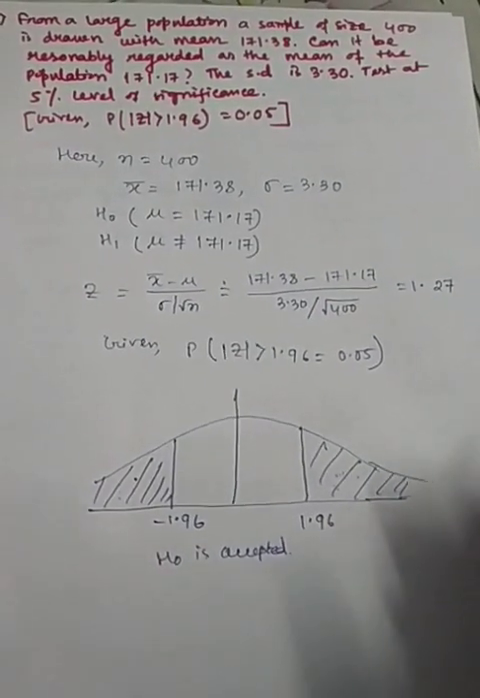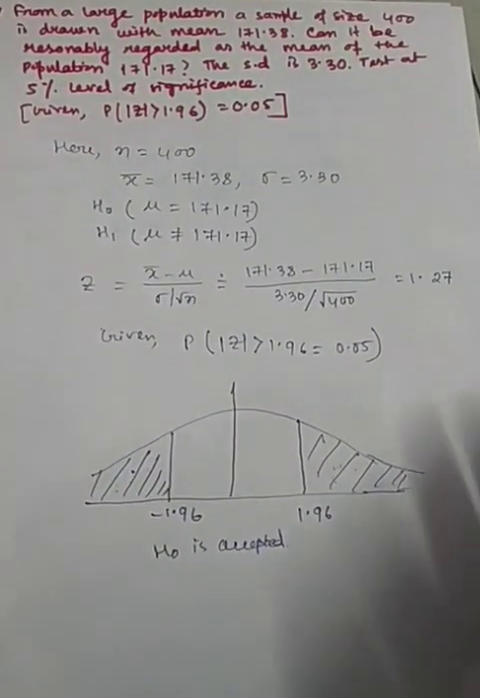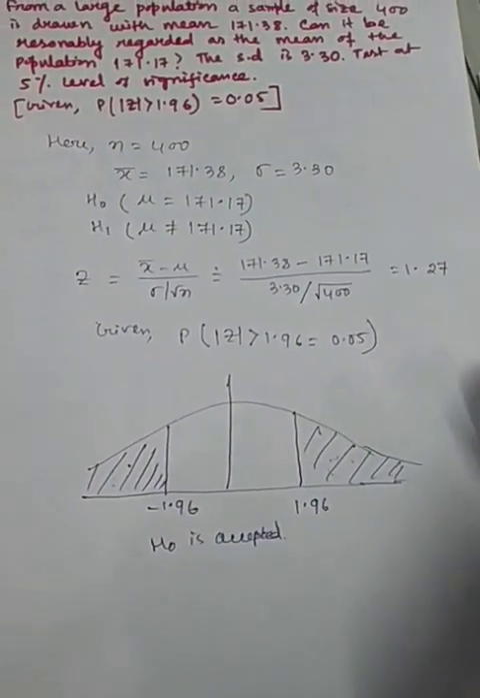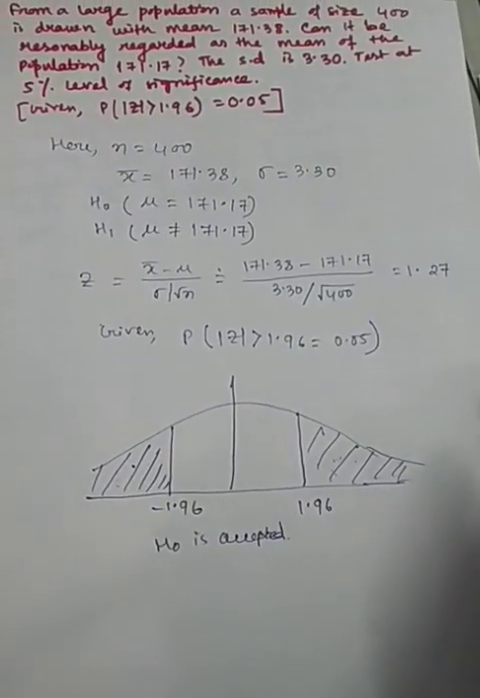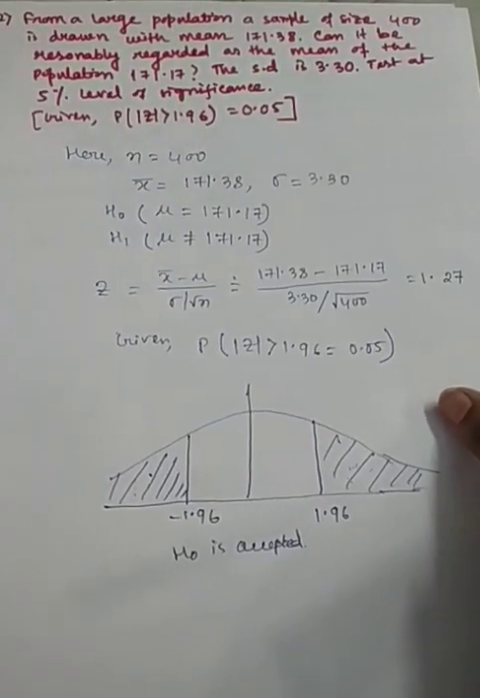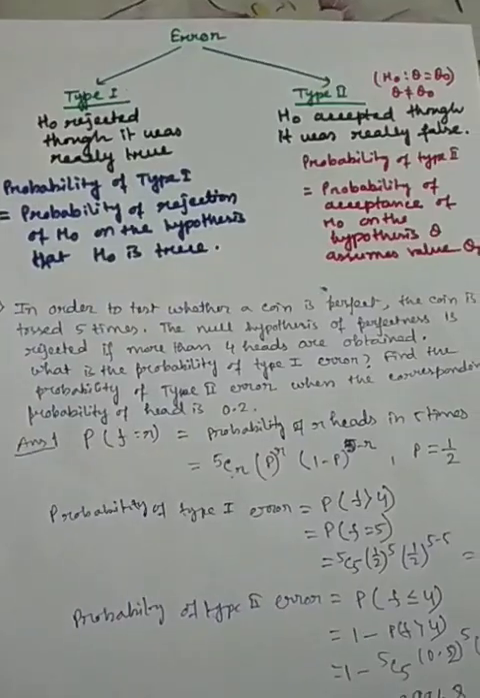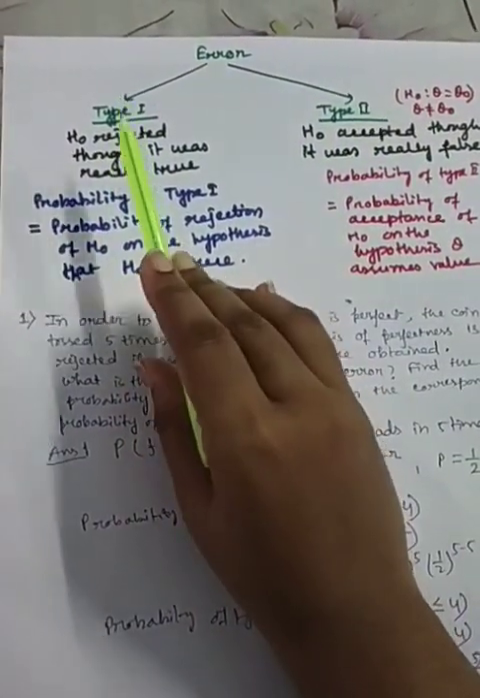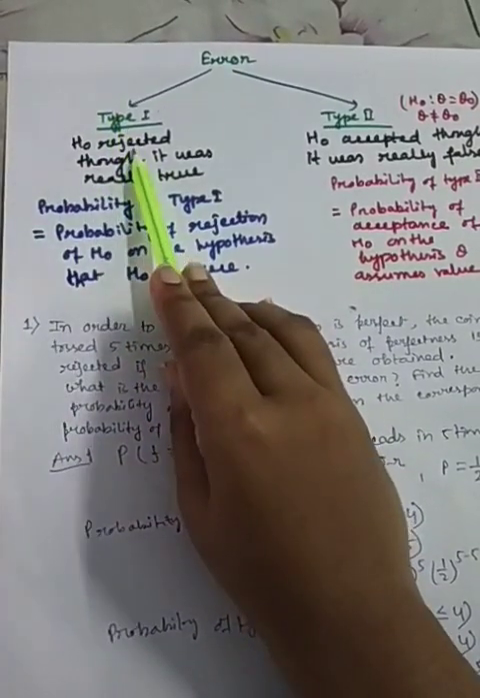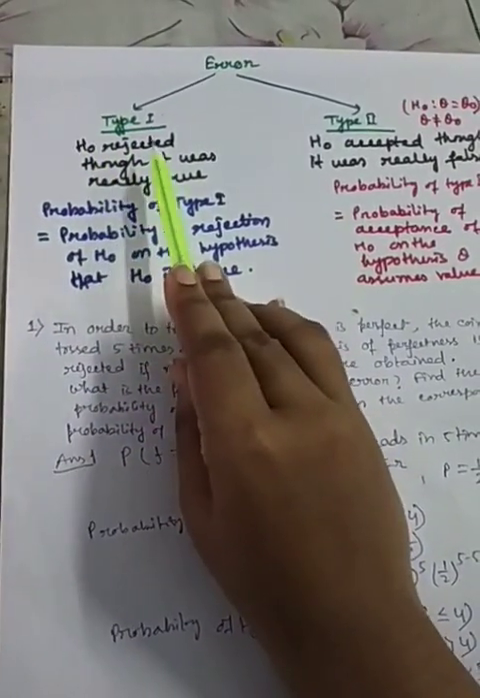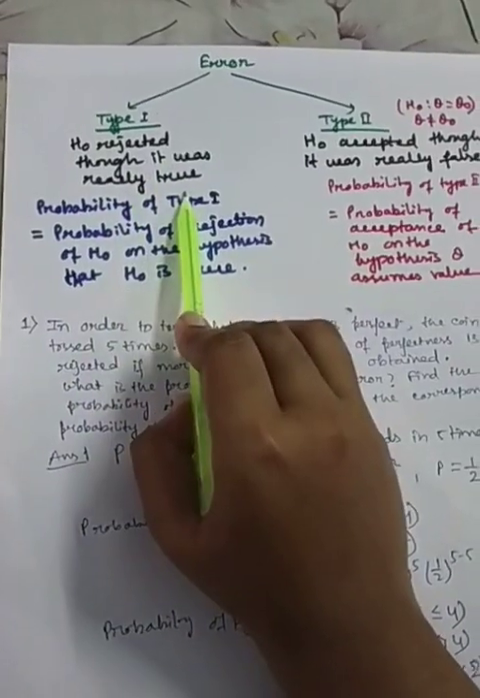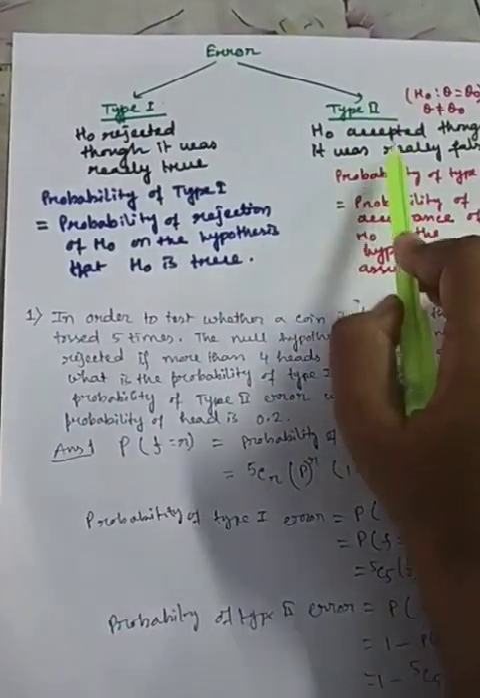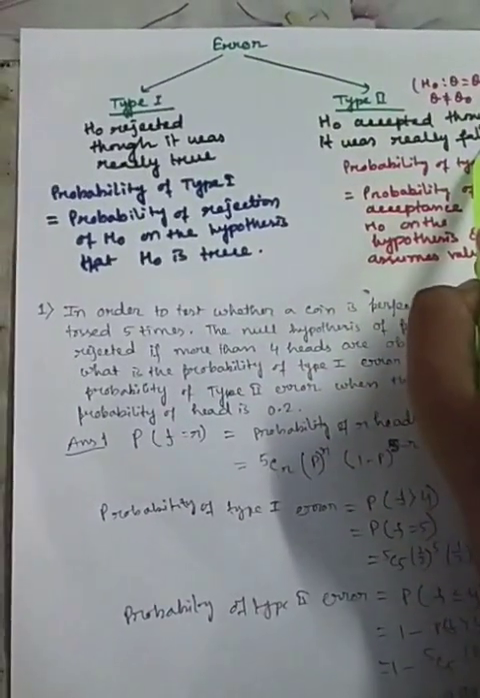Now, see carefully, by the above two examples, a null hypothesis H0 is tested on the basis of sample values only. For this reason, there is no guarantee that we always take the right decision regarding acceptance or rejection of H0. There may occur an error in taking the decision. According to the error, we basically face two kinds of error. First is type 1 error. Type 1 error occurs when H0 is rejected though it was really true. And type 2 error occurs when H0 is accepted though it was really false.